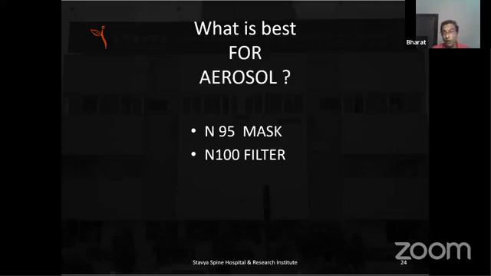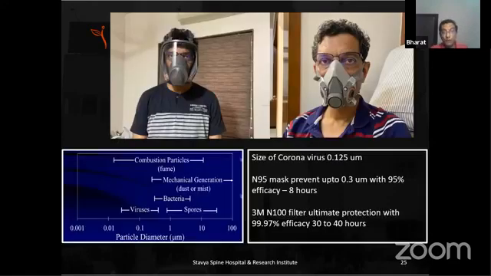Now, what is best against aerosol? How do we protect ourselves from the aerosol generated by the high-speed tools? The first thing that comes to anyone's mind would be the N95 mask, and second is the N100 filter, which we have been using and which we have used in our cases. This is something which I would like to share.